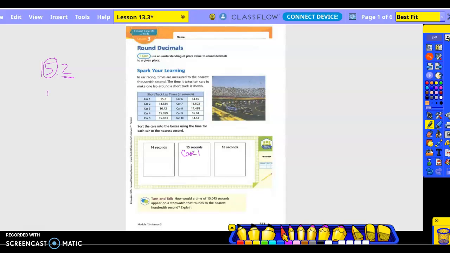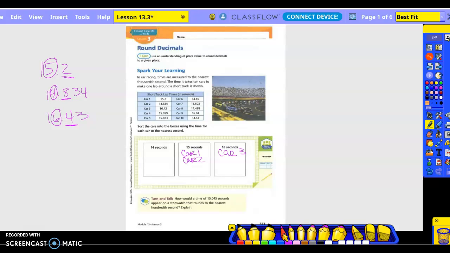Car 2 is 14.834. Once again, I'm looking at the ones, so I'm going to circle the 4 and underline the 8. Is that going to stay 14 or go up to 15? 15, because 8 is 5 or higher, so car 2. Car 3 is 16.43. What am I circling? The 6, and underlining the 4. Is that going to stay 16 or go to 17? Stay 16, so car 3.